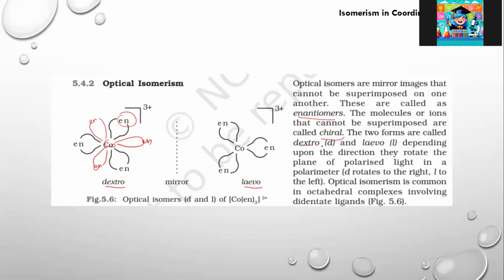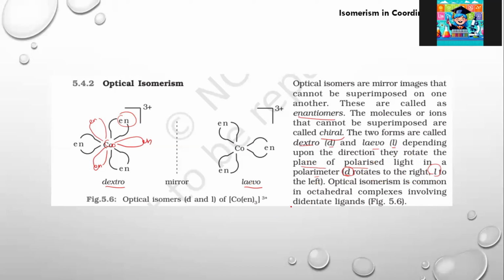Two forms are there: dextro, represented by D, and levo, represented by L. This designation is given based on the direction in which these molecules rotate the plane of polarized light in a polarimeter. If the molecule rotates the plane of polarized light towards the right, it is denoted as D or dextro. If it rotates the plane of polarized light to the left, it is denoted as L or levo. Mainly, optical isomerism is most common in octahedral complexes having bidentate ligands.